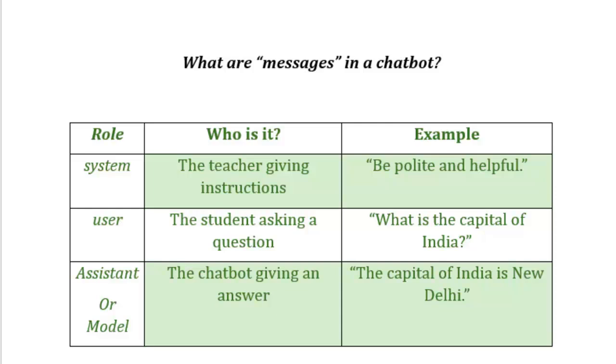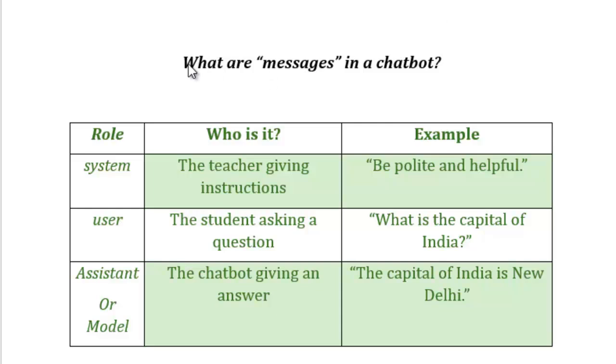A context window is the maximum number of tokens that AI models like Gemini or ChatGPT can see or remember at one time while generating a response. I'm repeating, a context window is the maximum number of tokens that AI models like Gemini or ChatGPT can see or remember at one time while generating a response.